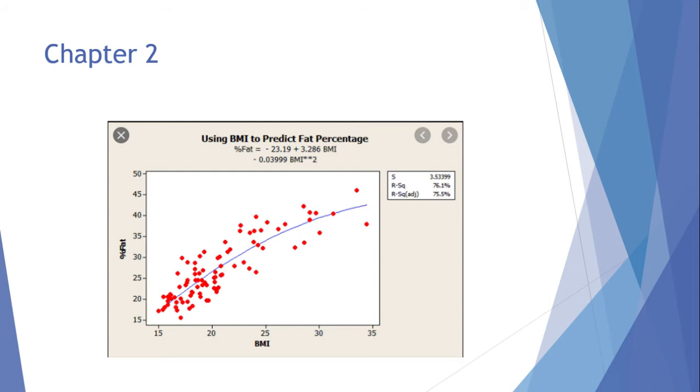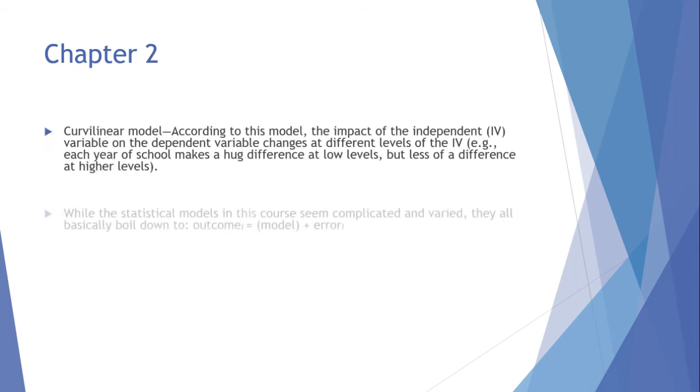It's very important to get from 11th grade to 12th grade because graduating from high school is going to give you a big increase in income, right? So 1 year when it's 11th to 12th grade is really important, but 20 years to 21 years of school might not make that much of a difference, might not give you that big of a boost. So that's curvilinear. The impact of that independent variable here, education, is different at different levels. That's what curvilinear is all about.